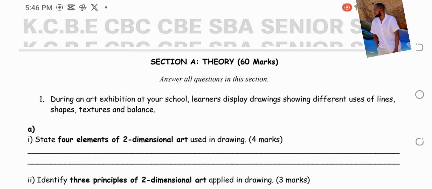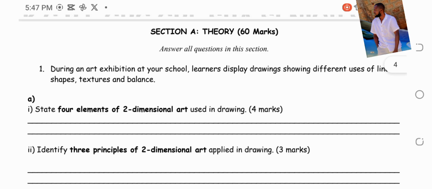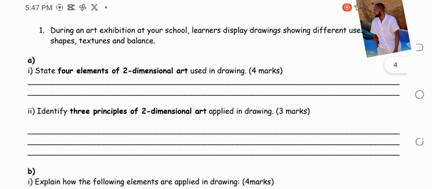So when we talk about different uses of lines, we can talk about how the lines are used in the drawing. So question number one, which is A, it says, state four elements of 2D used in the drawing. 2D, which is two-dimensional. Elements for 2D, we have line, shape, texture, and value. Those are the questions that you're supposed to react. Then number two, it says, identify three principles of two-dimensional applied in drawing. Principles, we have balance, unity, and contrast.